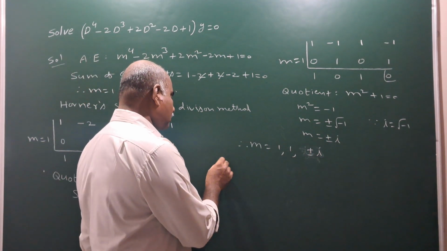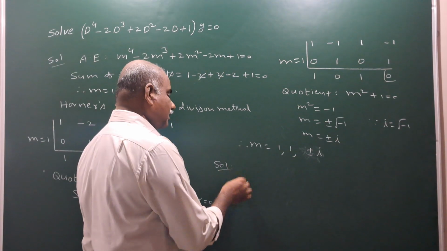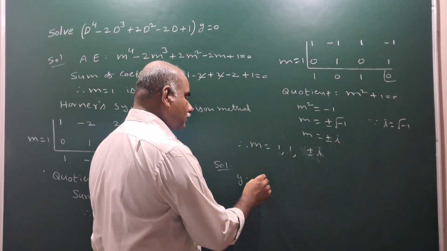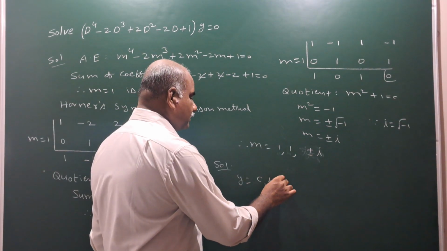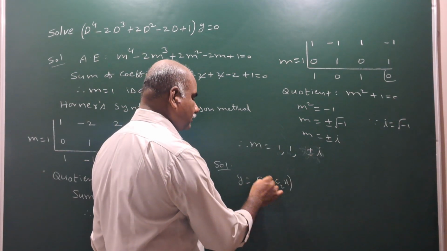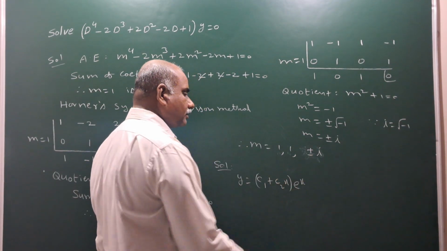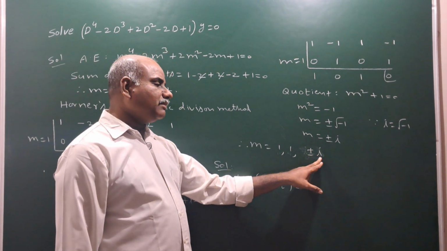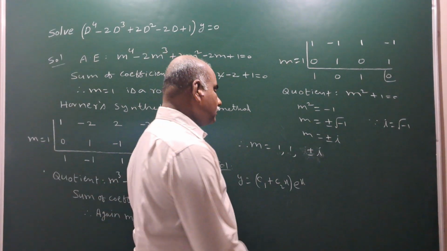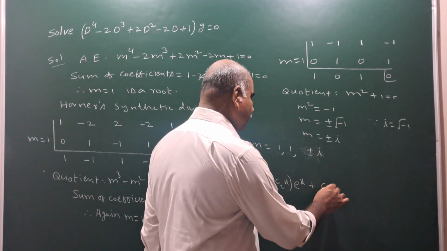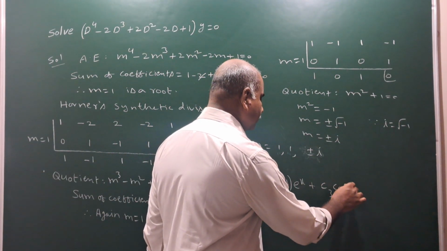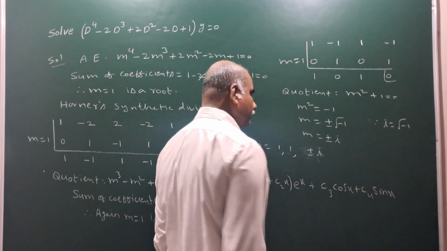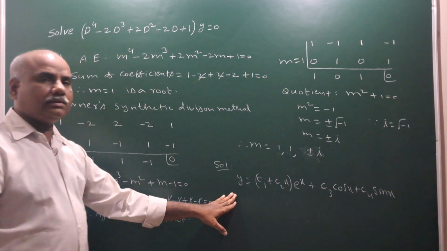So the solution for this equation can be represented like this. These two are real and equal, so we can write (c₁ + c₂x) eˣ. These are imaginary roots and there is no real part, only an imaginary part, so we can write c₃ cos x + c₄ sin x. So finally, this is the solution. Thank you.